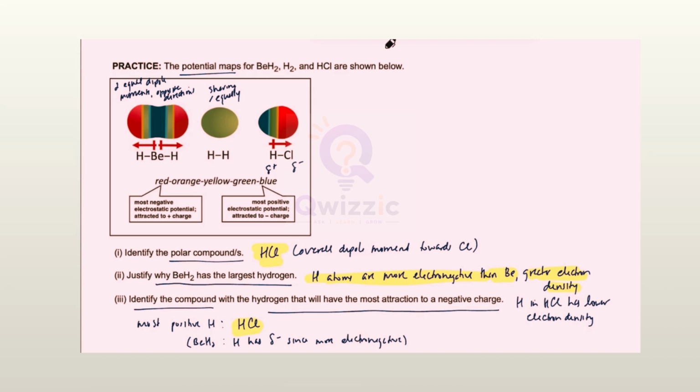So once again, for number 1, the polar compound is HCl. Number 2, BeH₂ is the largest hydrogen because the hydrogens in BeH₂ all have greater electron density around them. And then for number 3, the compound with the hydrogen with the most attraction to a negative charge, we have HCl.